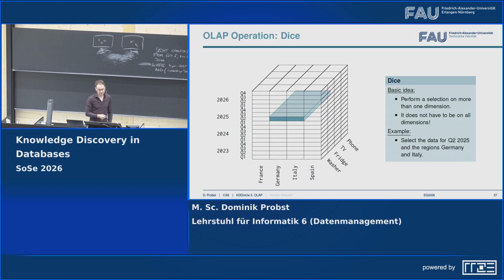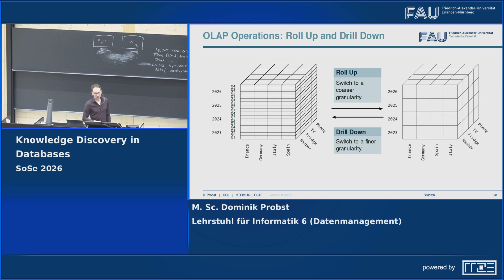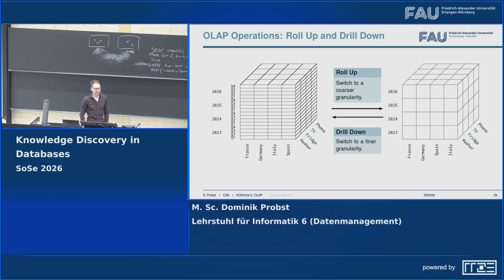We can also talk about switching between coarser and finer granularities. Those things are called roll-up if we are switching to a coarser granularity. So we are taking a look at a finer granularity, and then we are taking a look at a coarser granularity. That's called a roll-up. And the other way around, from a coarser granularity to a finer granularity, it's called a drill down.